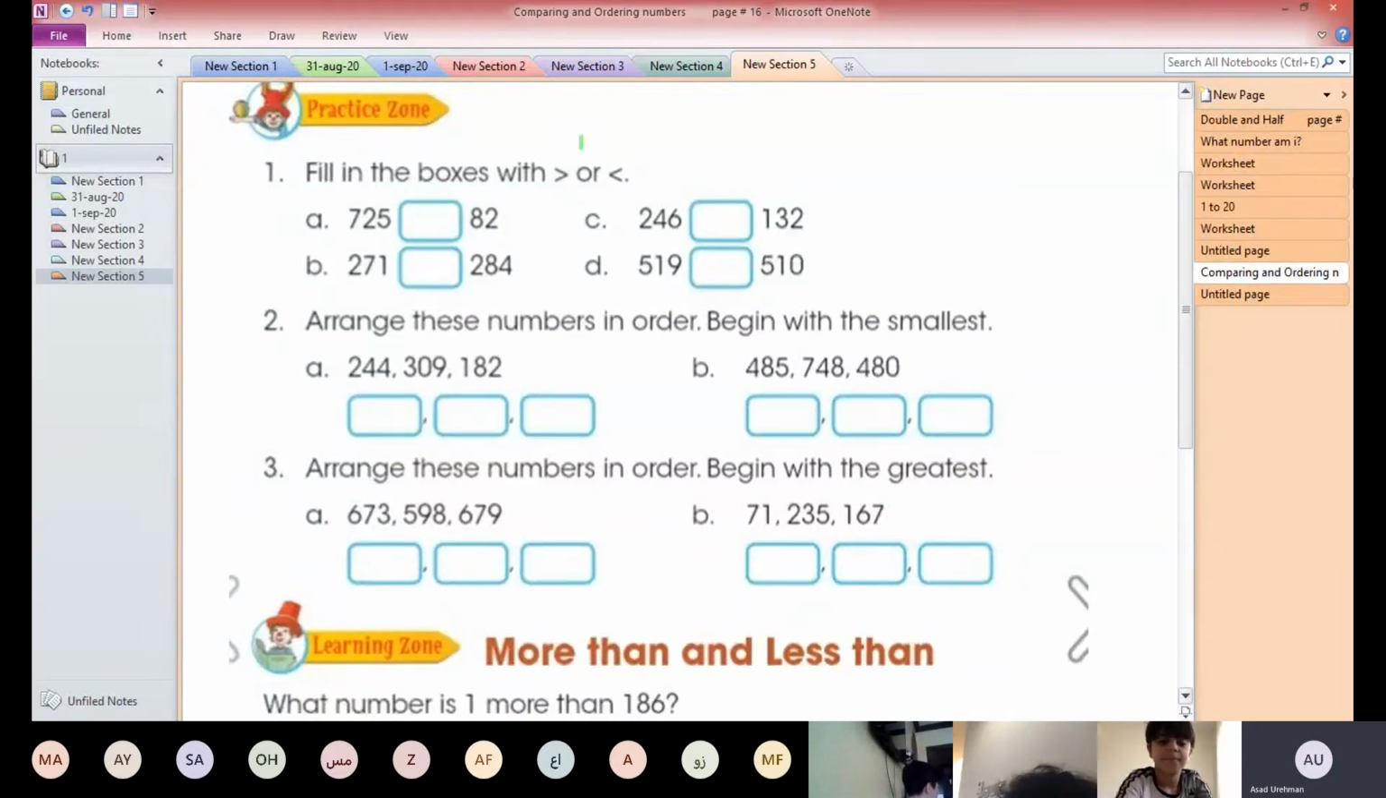Okay, so we know that this is the greater than sign and this is the less than sign.